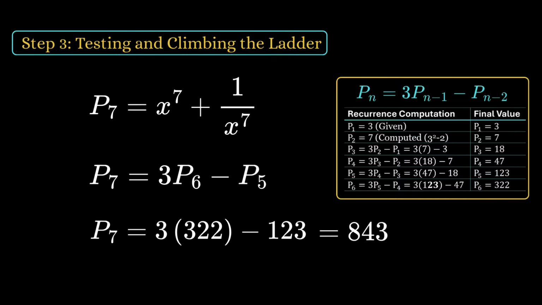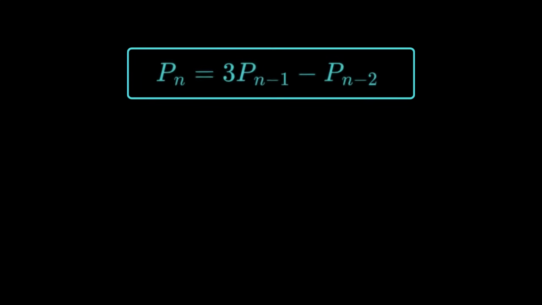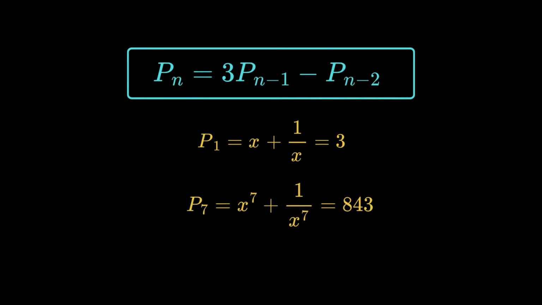We handled large, even, and challenging odd exponents without ever solving for x and without touching a calculator. Using the simple arithmetic recurrence relation, P sub n equals 3P sub n minus 1 minus P sub n minus 2, we went from x plus 1 over x equals 3 all the way to x to the 7th plus 1 over x to the 7th equals 843, using nothing but the previous two numbers. This is the power of finding the pattern.